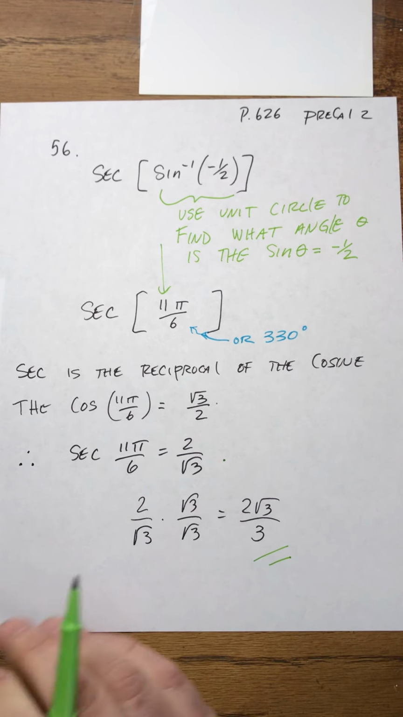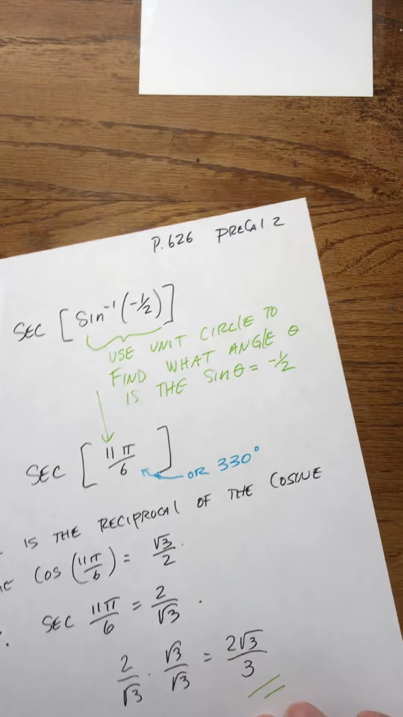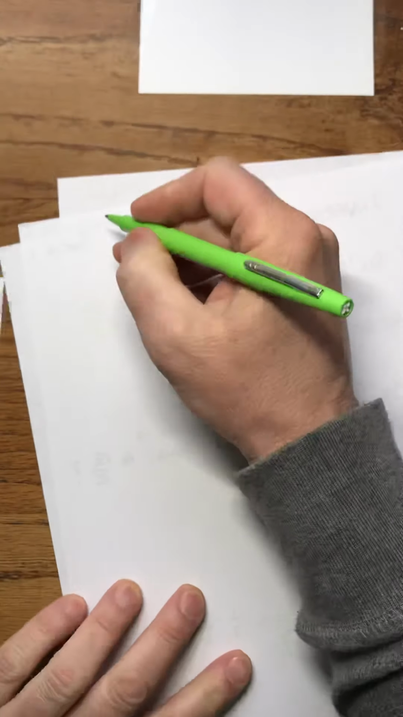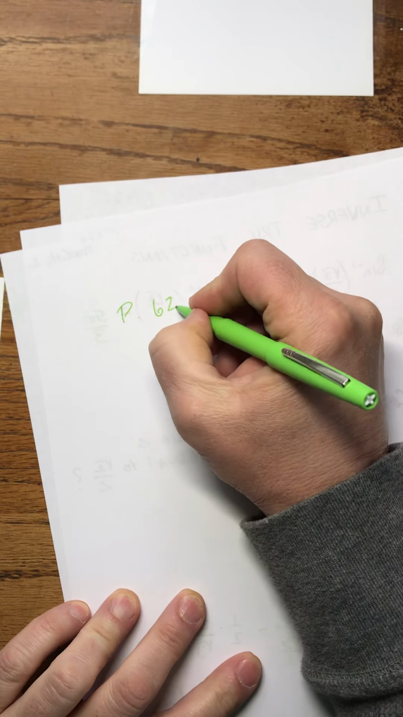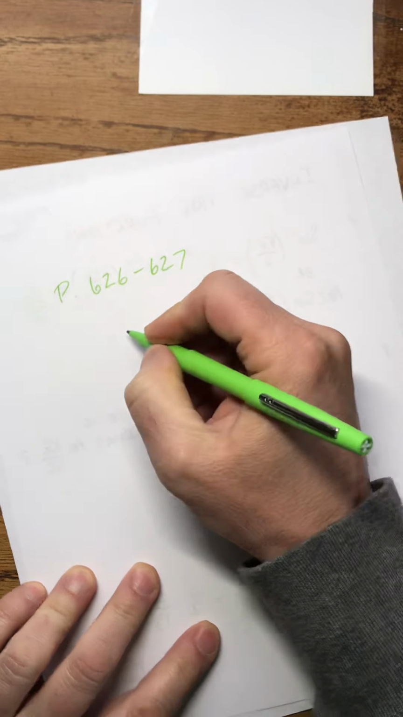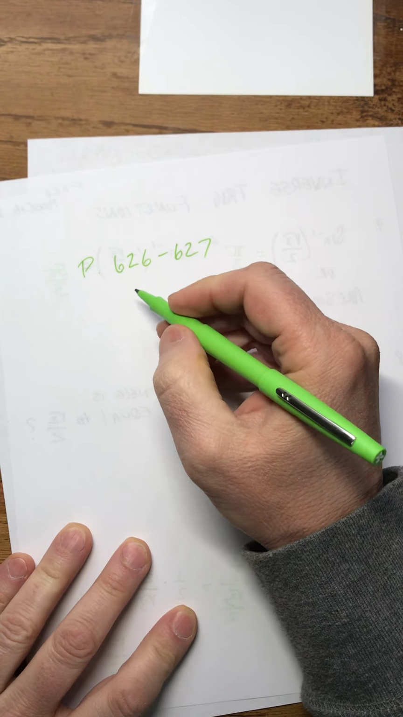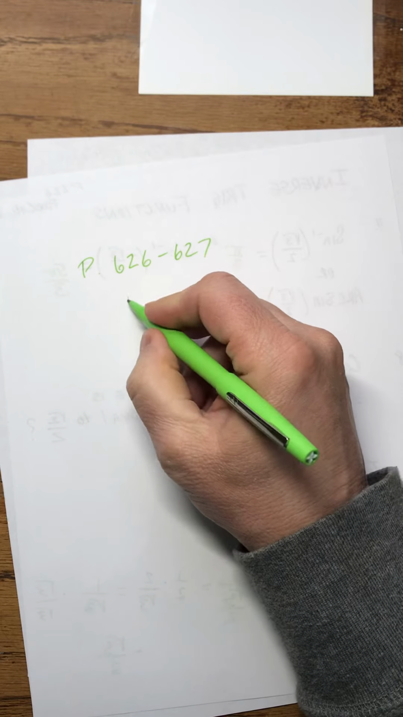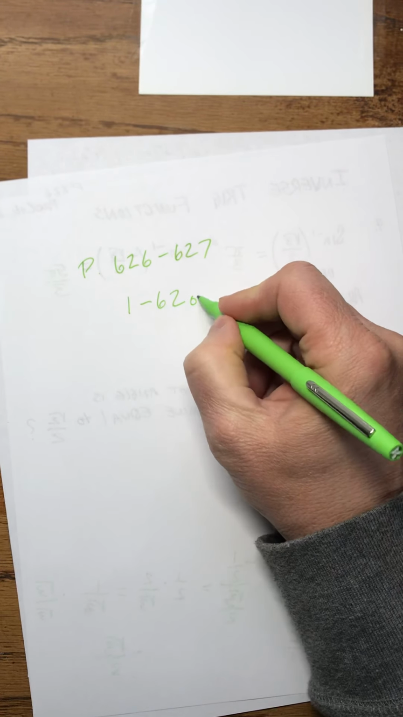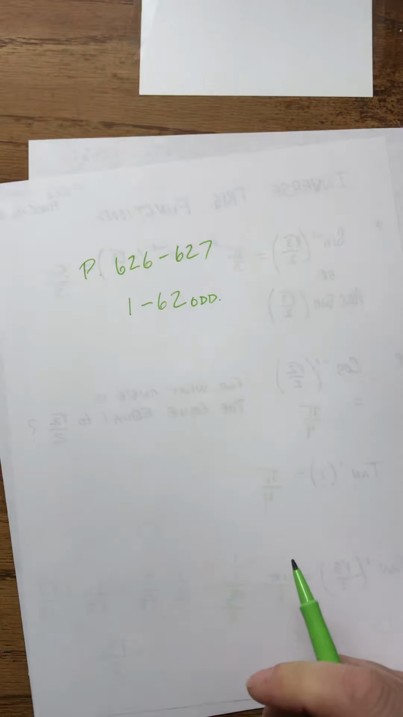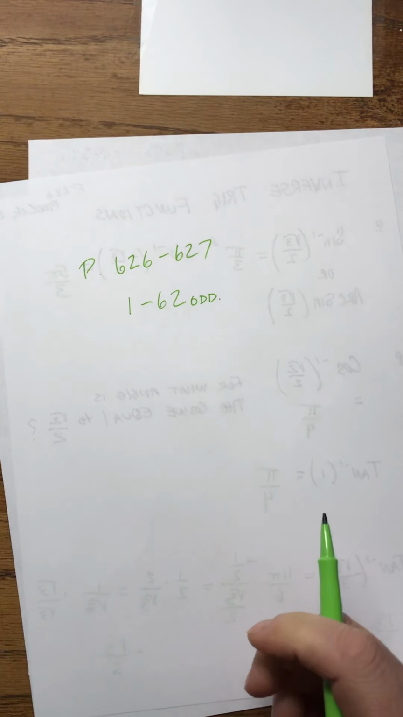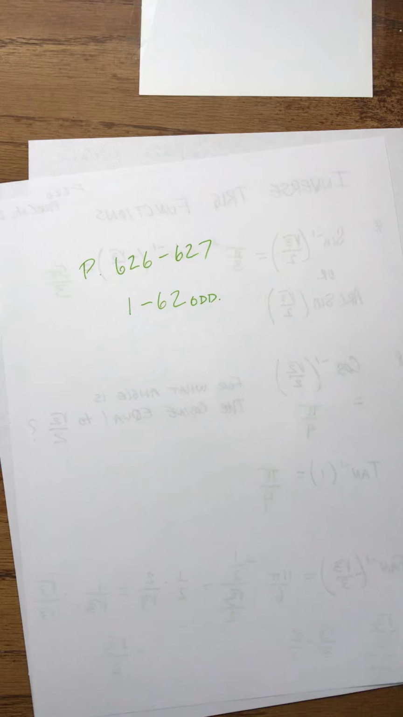These are the type of problems that you should be working on in the next few days. And let me tell you exactly which ones you need to do for homework. So again, this is page 626 and 627. I want you to be able to do all of these that you see from 1 to 62. Do the odd ones, and then check all your answers in the back of the book. If you absolutely can't solve one, then send me an email, and I'll try to get back to you as quickly as I can.